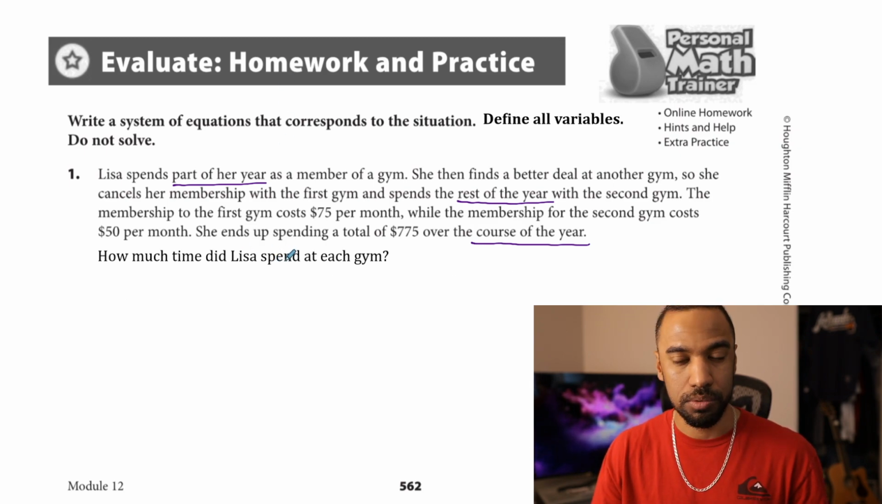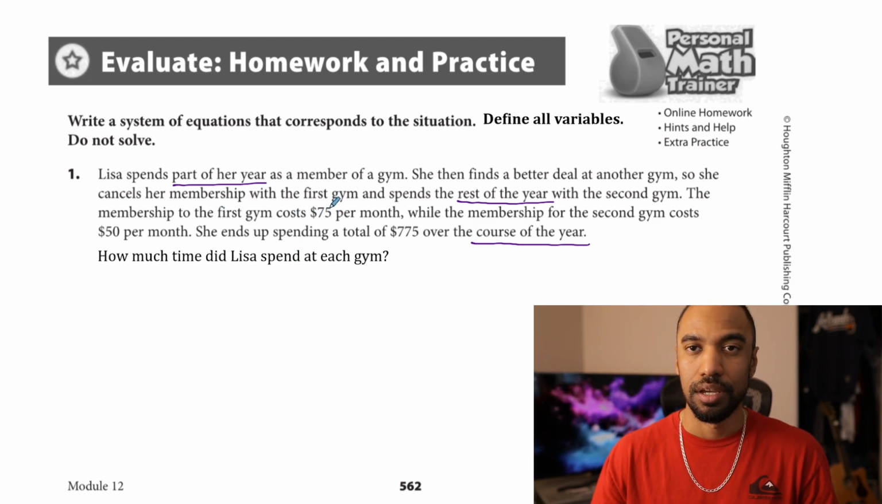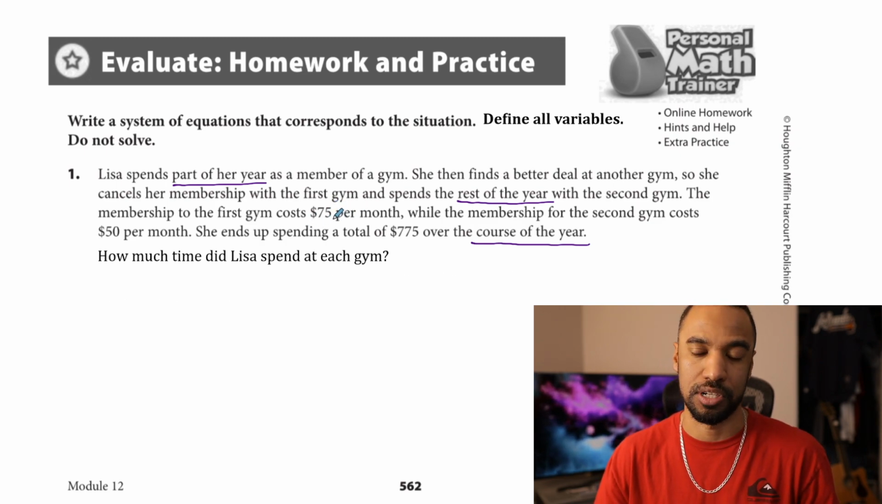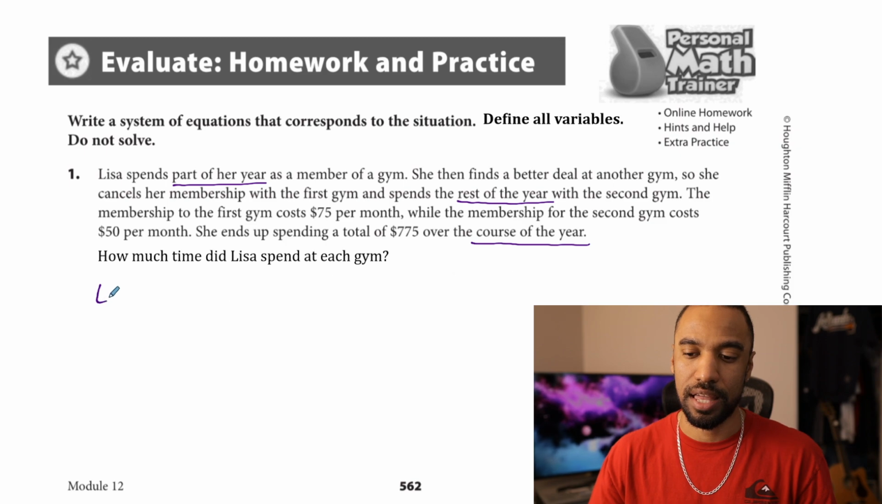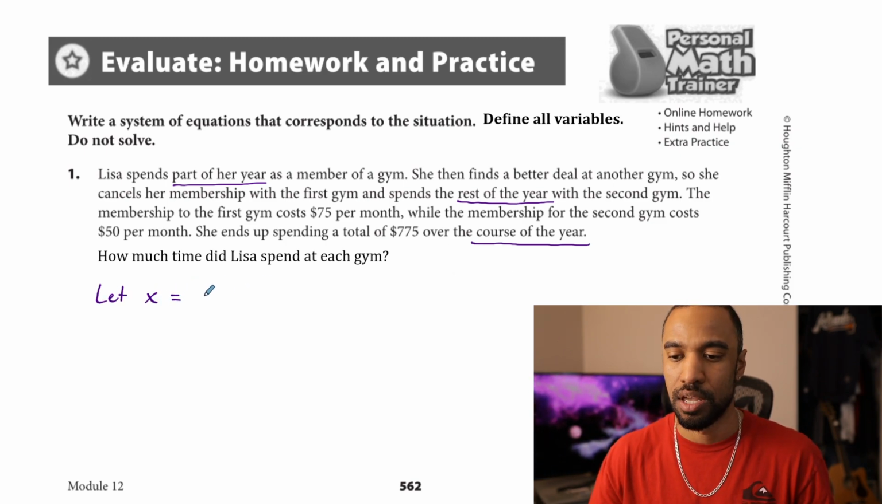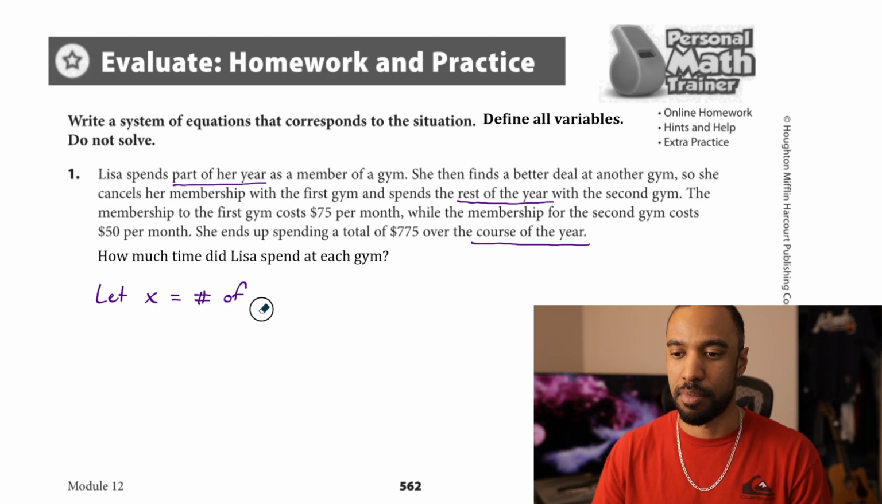What we don't know are our variables. Some people say something like, oh, X is first gym cost. No, X isn't first gym cost. The first gym cost is 75. We know how much that is. So we're going to let X, and I'm going to use X and Y just because, be the number of months at first gym.